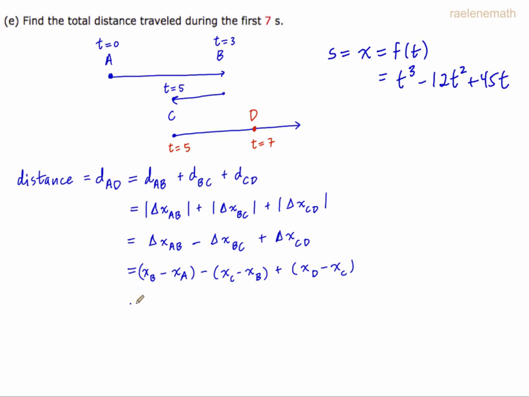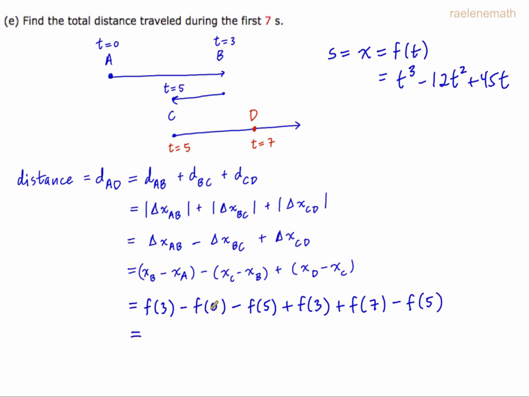From here, we can recognize that point B refers to time 3, so I'm going to call this xb the same as f of 3 minus xa, which is f of 0. And then minus xc, which is f of 5, and minus a negative is a plus f at point B, which is time 3. And then x at point D is going to be f of 7 minus f for point C, which is at 5. So I'm just going to collect some of these.